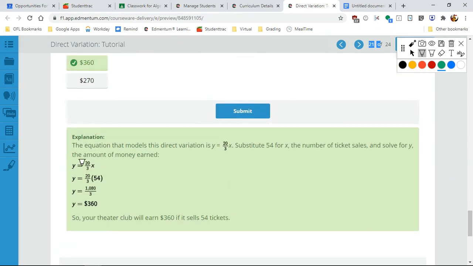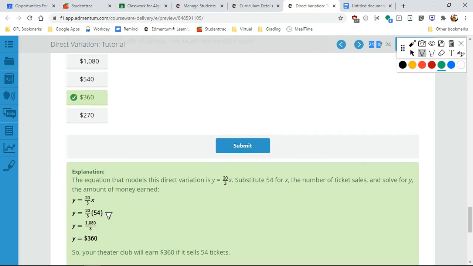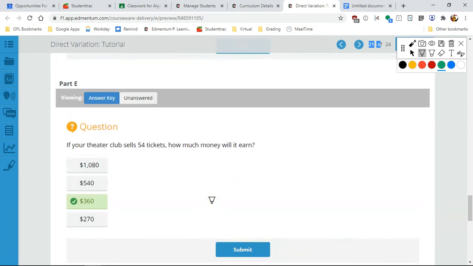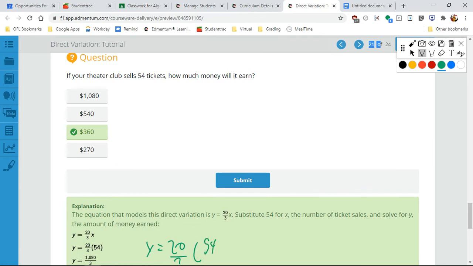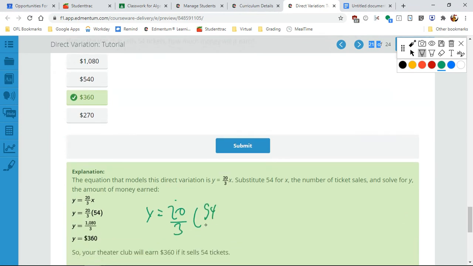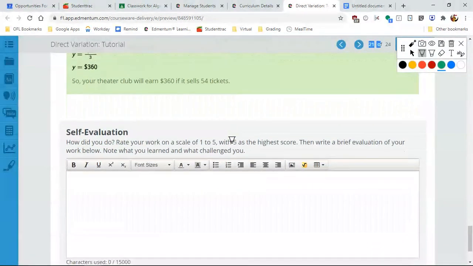And then from there you can divide it. A lot of people like just multiplying first. It's just so much easier to just say, I'm just going to multiply first. I know that y equals 20 over 3, and I know that my x, the number of people that are going, is 54. Let me just multiply the top numbers together and multiply the bottom numbers together, and then I can just divide afterward. So you guys can just use a calculator, but be careful.